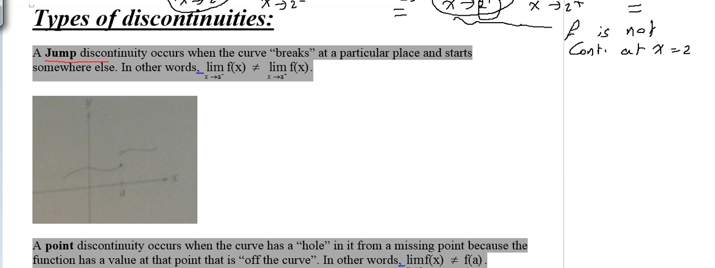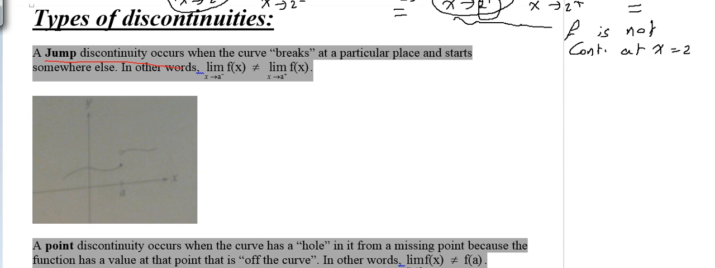It occurs when the curve breaks at a particular place and starts somewhere else. So it jumped from place to place. In mathematical words, the limit of a function as x approaches a from the left does not equal the limit of f of x as x approaches a from the right. Okay, we have an example here.